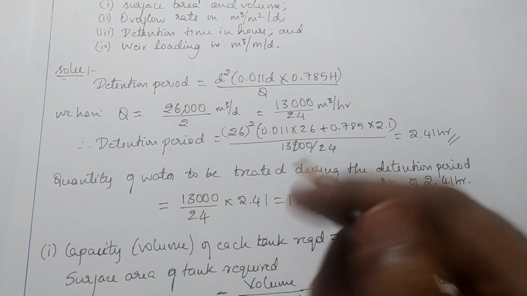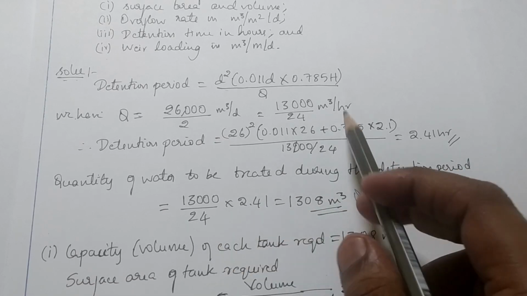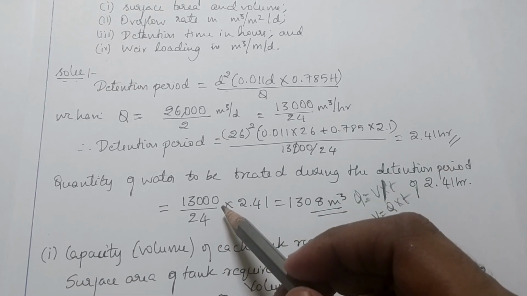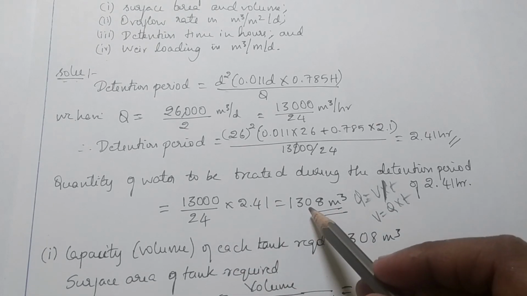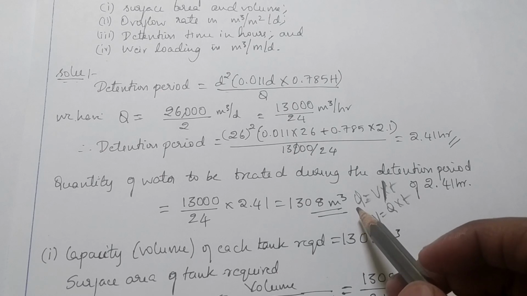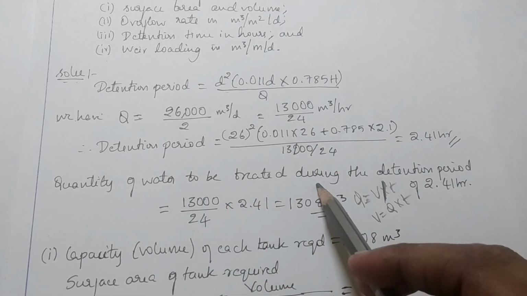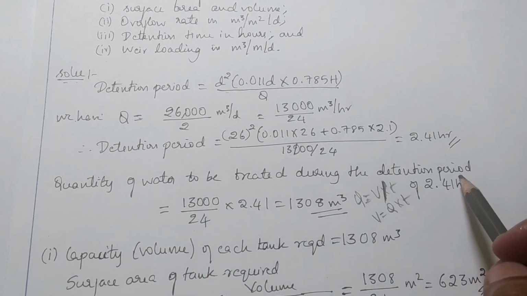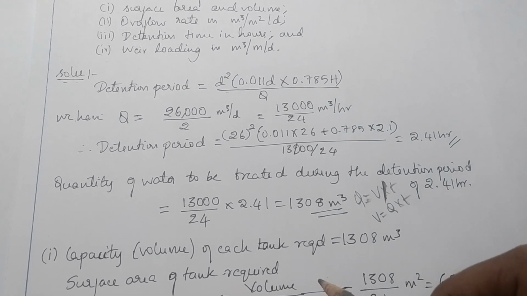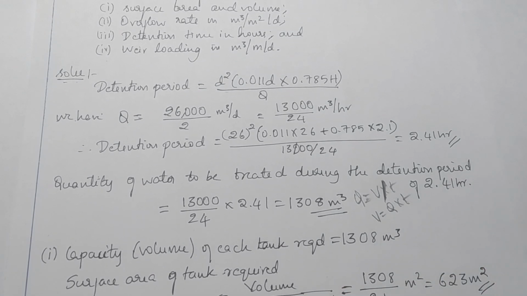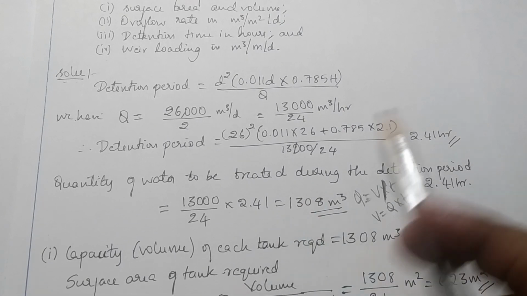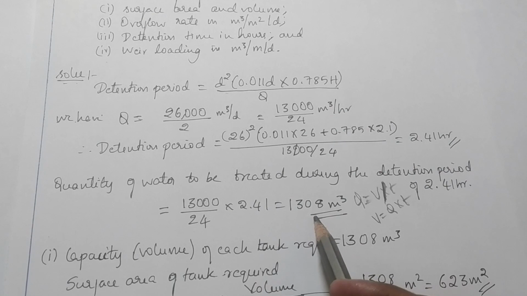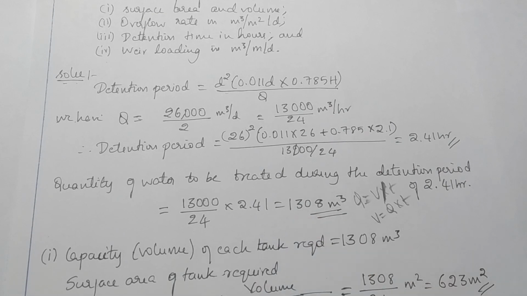That's what is written here. So 13,000 divided by 24 is nothing but meter cube per hour. It is in terms of meter cube per hour. Multiplied with the detention period, you will get 1,308 meter cube as the quantity of water to be treated in a single circular tank during the detention period of 2.41 hours. So that is the detention period. This is one of the findings, 2.41 hours, and this is the quantity, 1,308 meter cube. That is the capacity of the tank required.